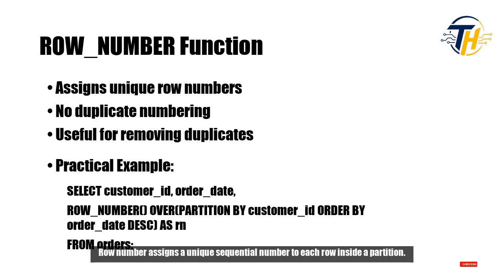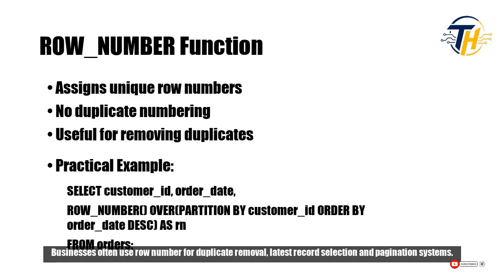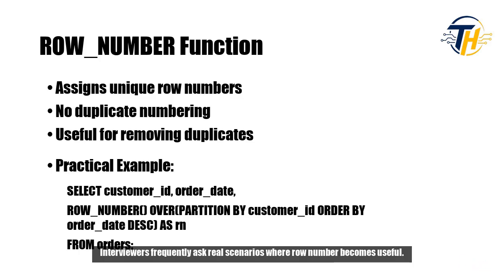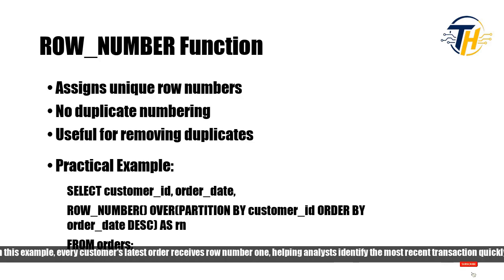Row number assigns a unique sequential number to each row inside a partition. Even if values are identical, numbering never repeats. Businesses often use row number for duplicate removal, latest record selection, and pagination systems. Interviewers frequently ask real scenarios where row number becomes useful. In this example, every customer's latest order receives row number 1, helping analysts identify the most recent transaction quickly.